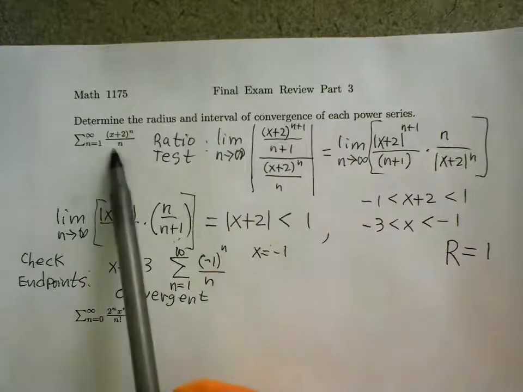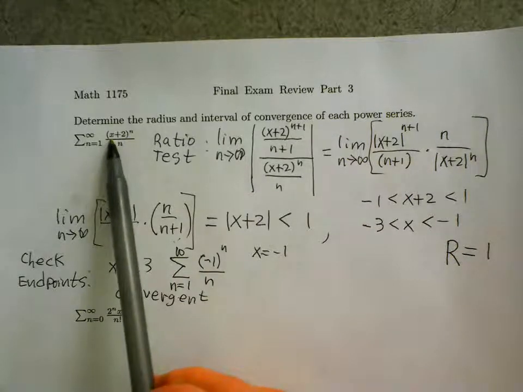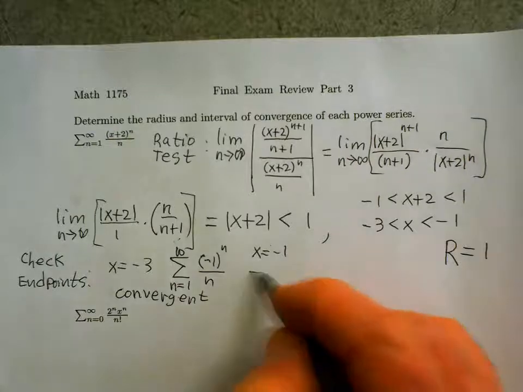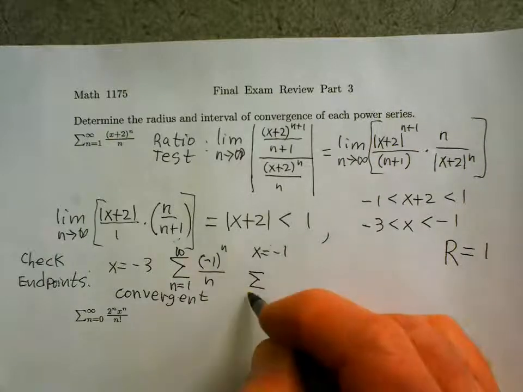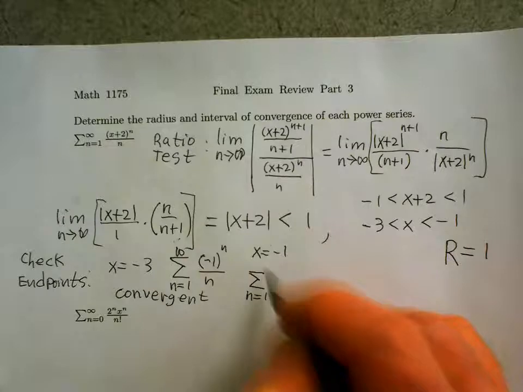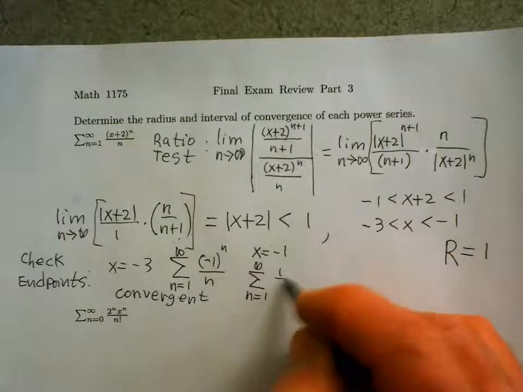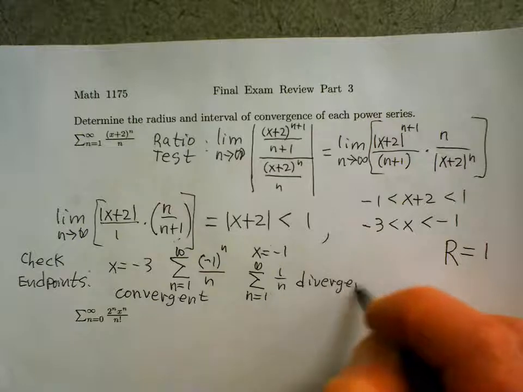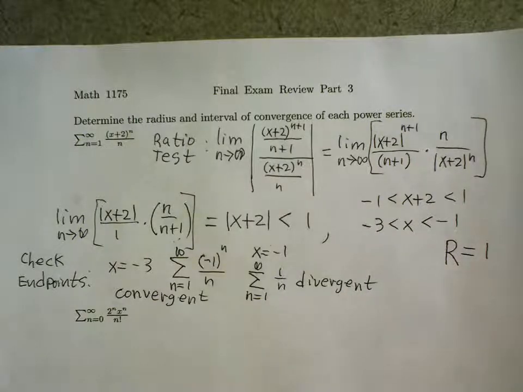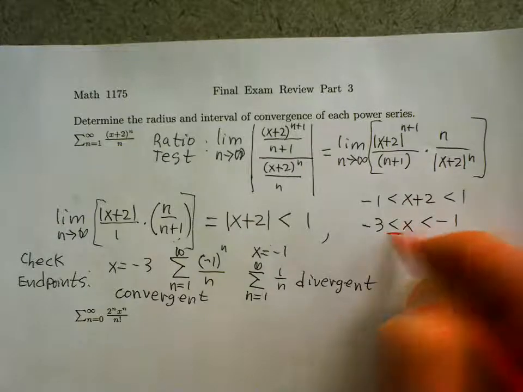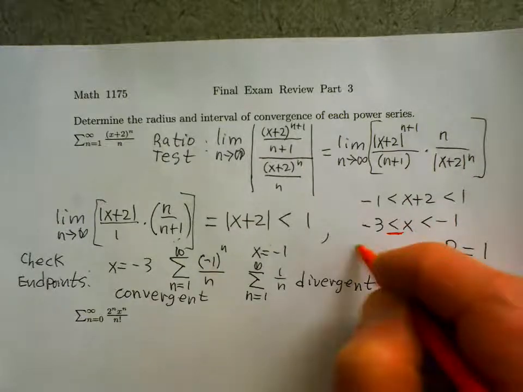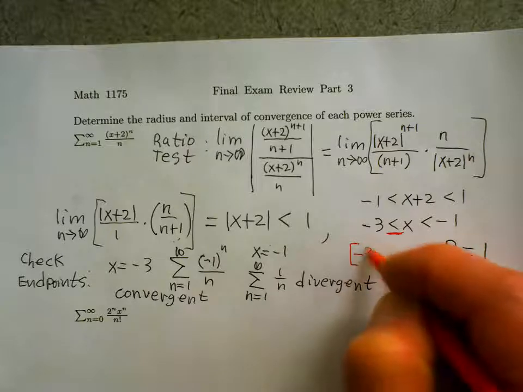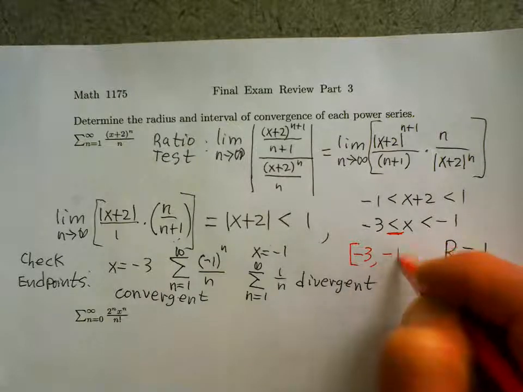The other endpoint, negative 1. In the original series, replace x with negative 1. Negative 1 plus 2 is 1. So this time we get the harmonic series, which is divergent. Okay, so the interval of convergence in interval notation is bracket negative 3 comma negative 1 parenthesis.